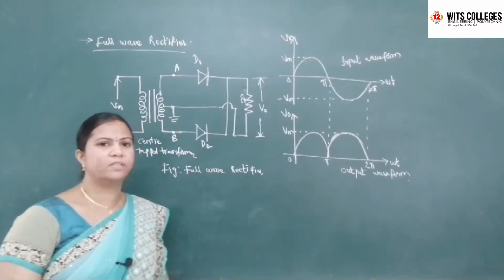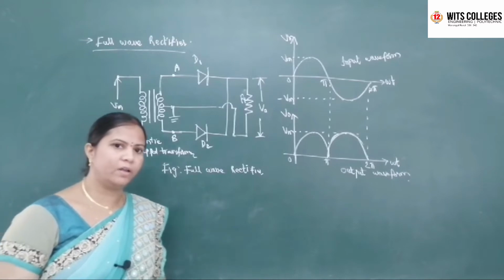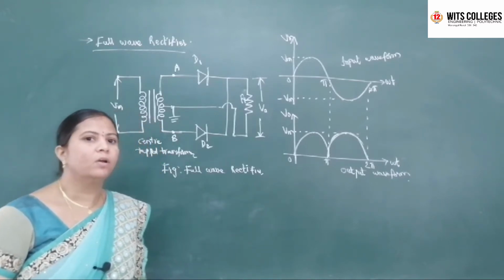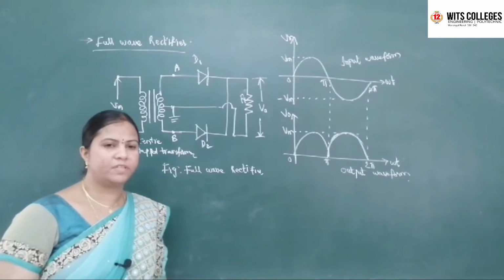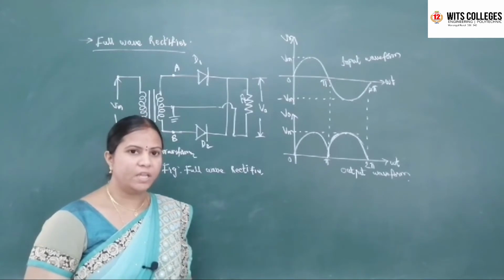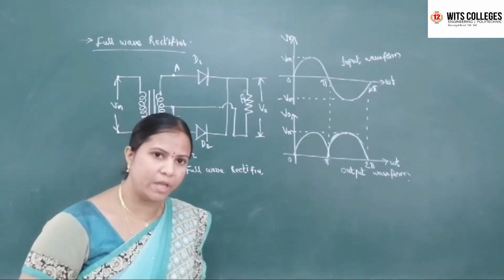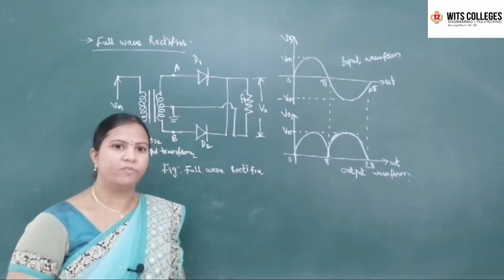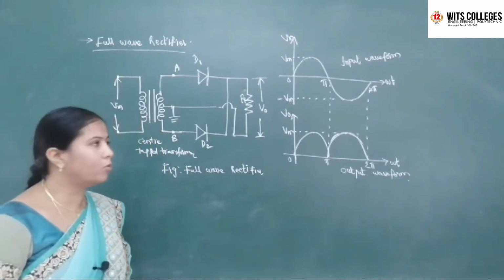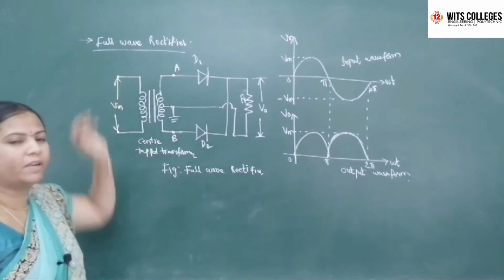Yesterday we discussed the half-wave rectifier ripple factor calculation, and we saw different definitions like efficiency, peak inverse voltage, form factor, and peak factor. Those were yesterday's topics. Today we are going to discuss the full wave rectifier circuit.